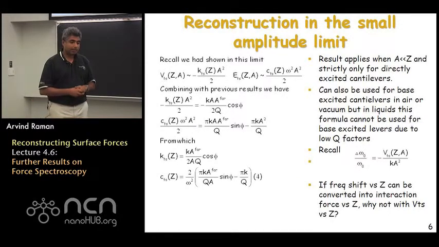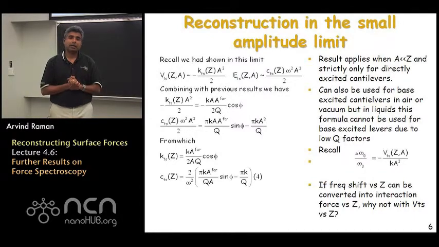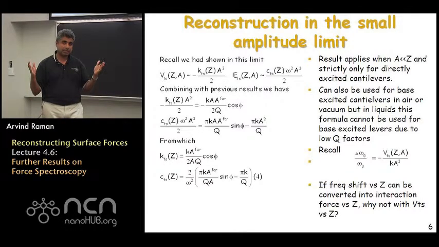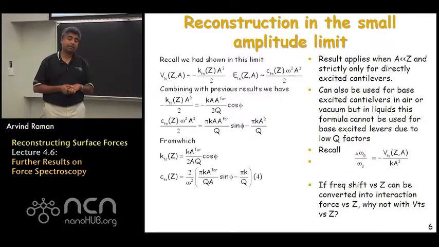All right, so just like we did in the case of FM-AFM, we're going to look at this in different limiting cases. The first limiting case is when the oscillation amplitude A is much smaller than Z or D star, which is the tip sample equilibrium distance. Now, we had shown that in this limit, the virial simplifies very easily to negative k_TS A squared over 2, where k_TS is the negative of the gradient of the conservative interaction force relative to the gap D.